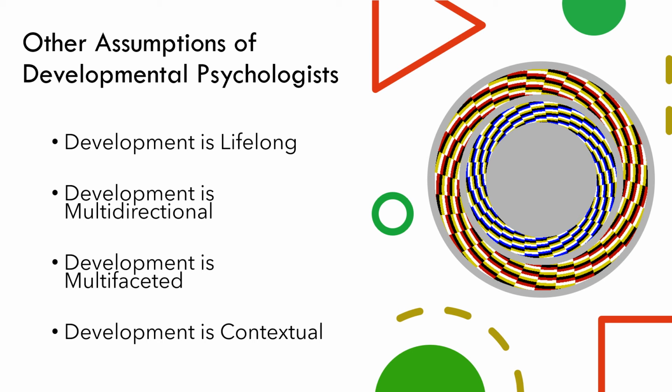As a developmental psychologist, there's an acute awareness that these multifaceted components need to be considered when trying to understand the change that somebody's undergoing. And this brings me to the last big component to the assumptions of developmental psychologists. It's that development is contextual. What does that mean? Let's explain on the next slide.